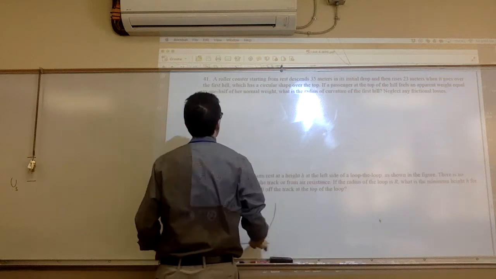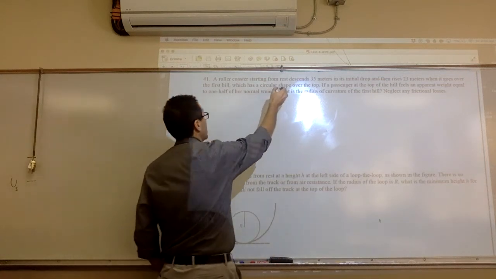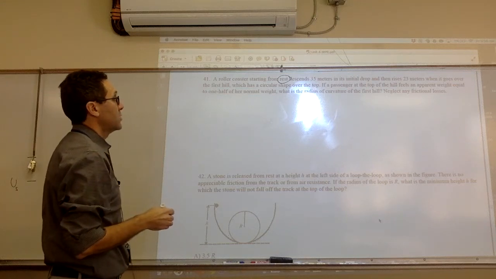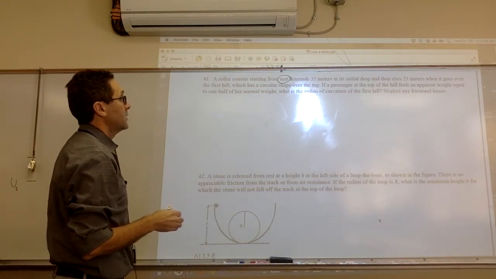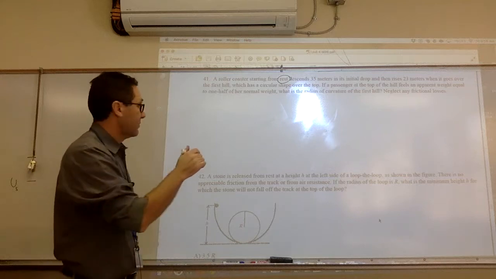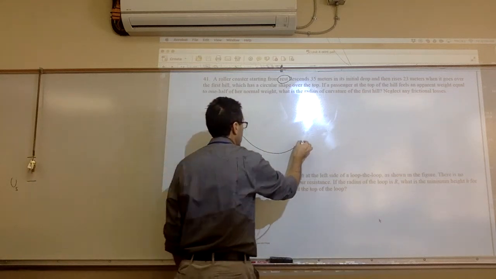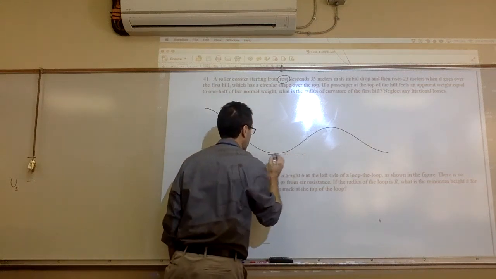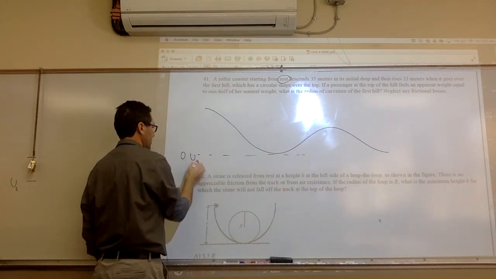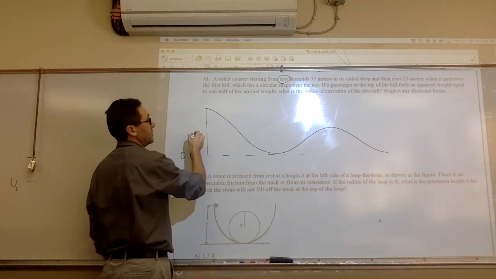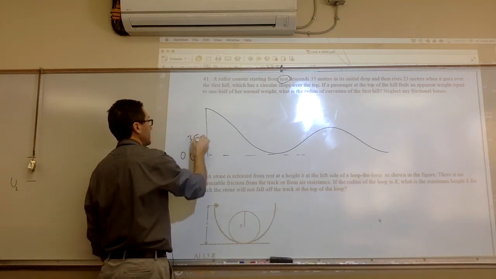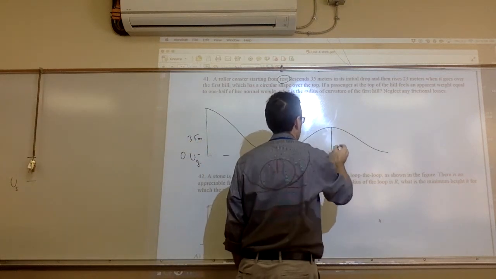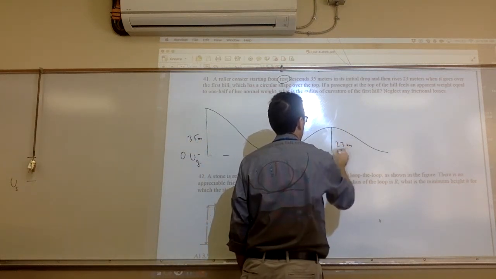Okay. A roller coaster starting from rest descends 35 meters in its initial drop and rises 23 meters. In other words, the height is 35 meters, so it does this. Okay, so I'm going to pick this point here as 0 for gravitational potential energy. This is 35 meters, that's the initial height, and it rises 23 meters here.